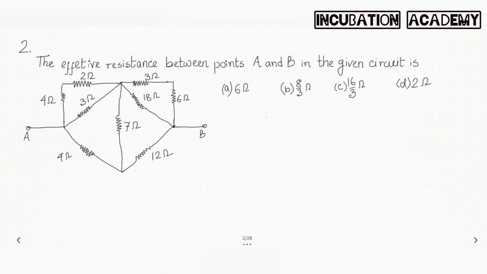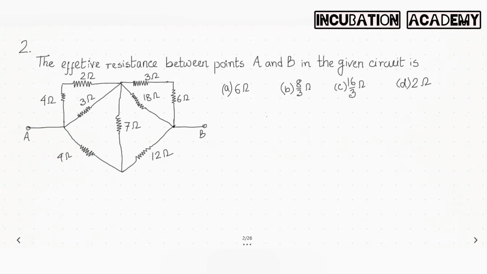Welcome everyone. The question shown on the screen is a question of series and parallel. You have to find the effective resistance, and this question came in CBSE 2025 Class 12. Let us read the question: the effective resistance between the points A and B in the circuit is. You have to find this.